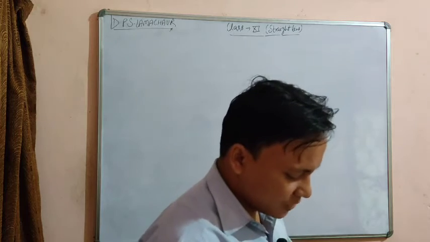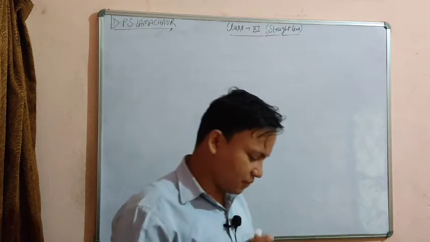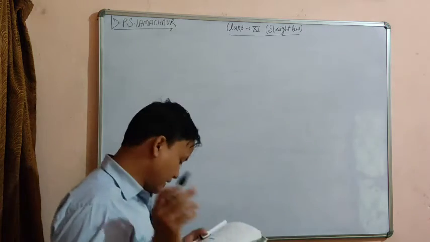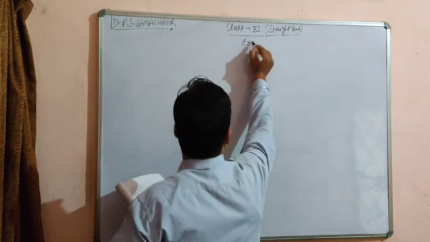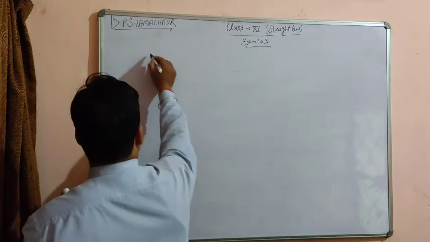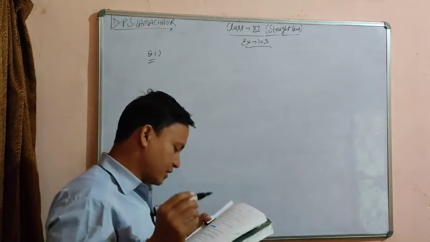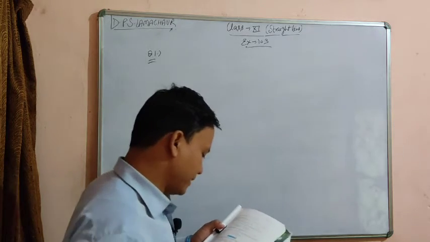So exercise 10.3, I am taking one question from each section, and the rest of the questions are homework for you. Exercise 10.3, question number 1. What is question number 1, beta? Reduce the following equations into slope intercept form and find their slope and y-intercept.